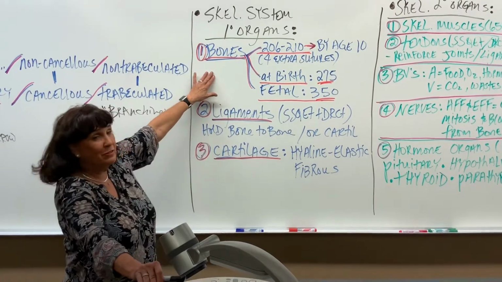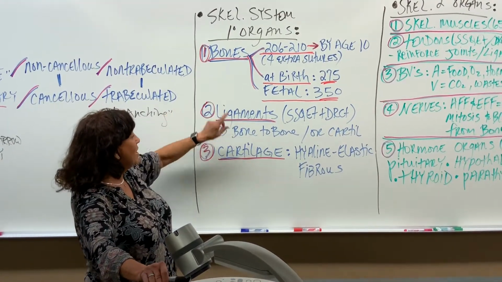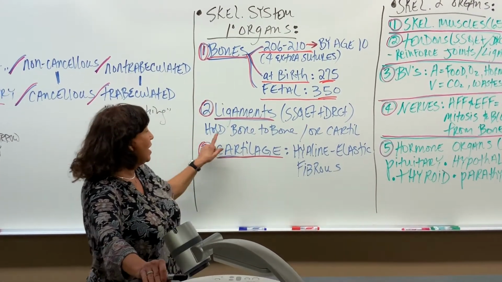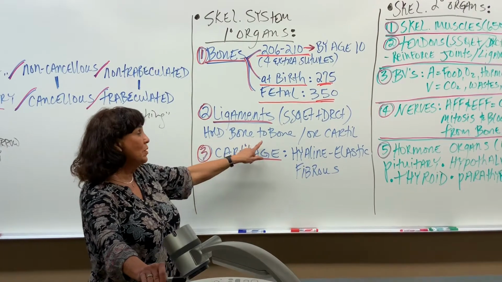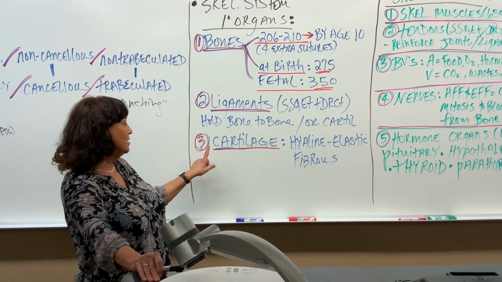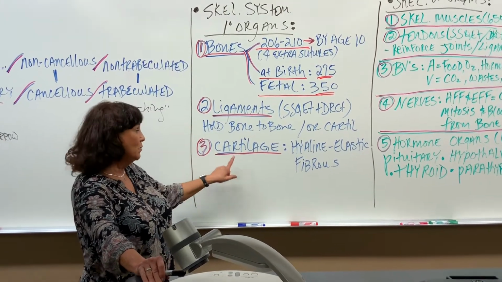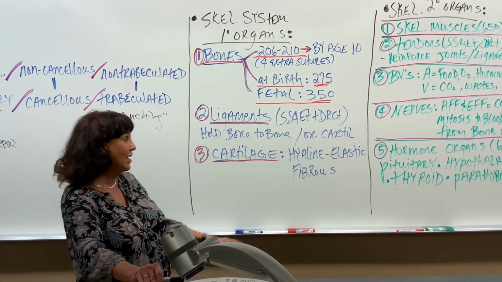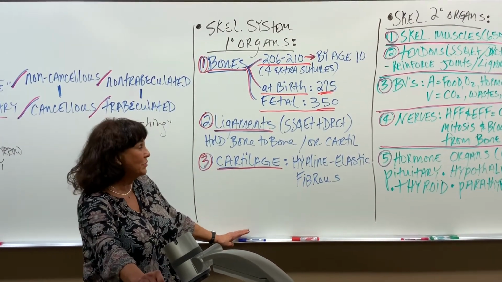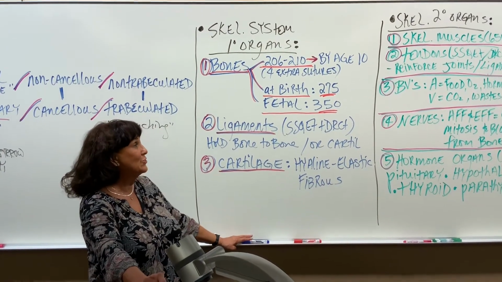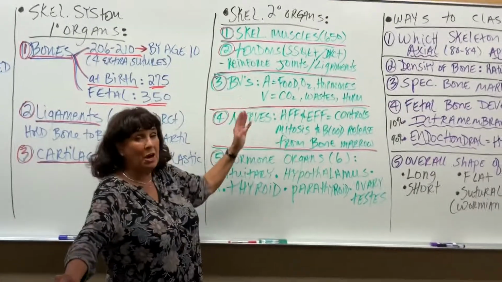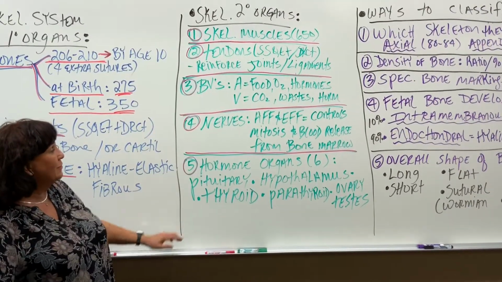So bones is the first primary organ in the system, and then ligaments. Ligaments are made out of simple squamous epithelial tissue and dense regular connective tissue. And what do ligaments do? They hold bone to bone or bone to cartilage, so they tie them all together. And then the third primary organ is cartilage. We have 3 specific kinds: hyaline, elastic, and fibrous, and we go over those on another podcast just related to cartilage. And then the secondary or accessory organs that help the primaries, we have 5 listed here.